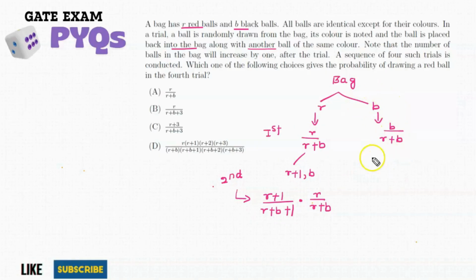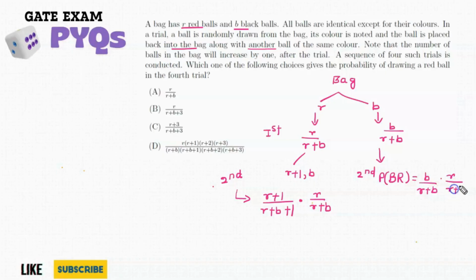And if we are having black first, then to get a red ball in the second trial, this will be B over R plus B times the following: the black ball will increase by 1, the red ball will remain the same, correct? This is what we will get. Now the probability that the ball is red in the second trial, we will have to add both of the cases. Either can happen.